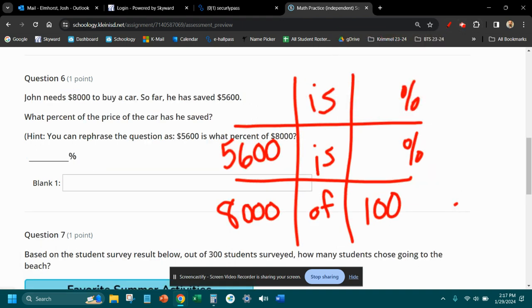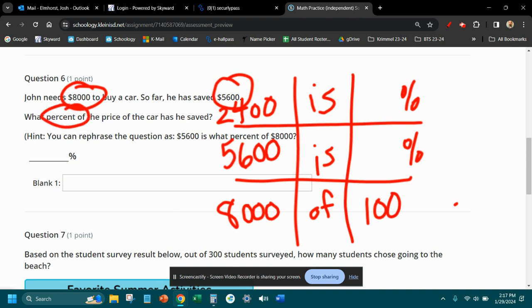So continuing on with number 6. So John needs $8,000 to buy a car. So it sounds like this is going to be the total amount needed. He already has $5,600. $5,600 is pretty close to $8,000, so that means that's the larger part. So it looks like he needs $2,400 still remaining. So what percent of the price?